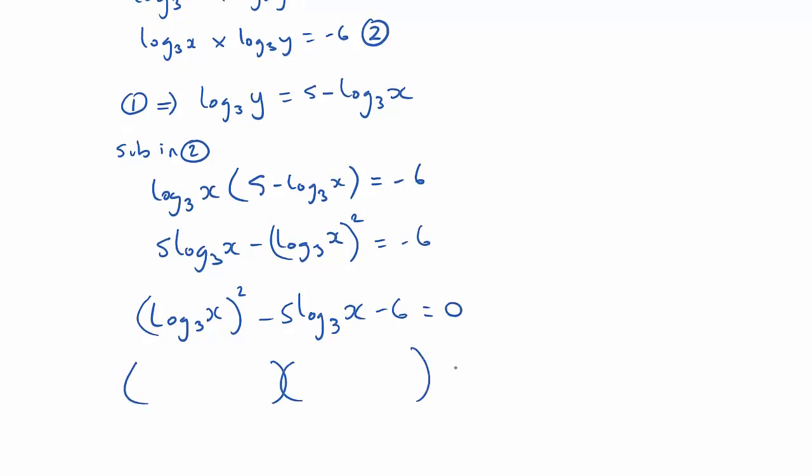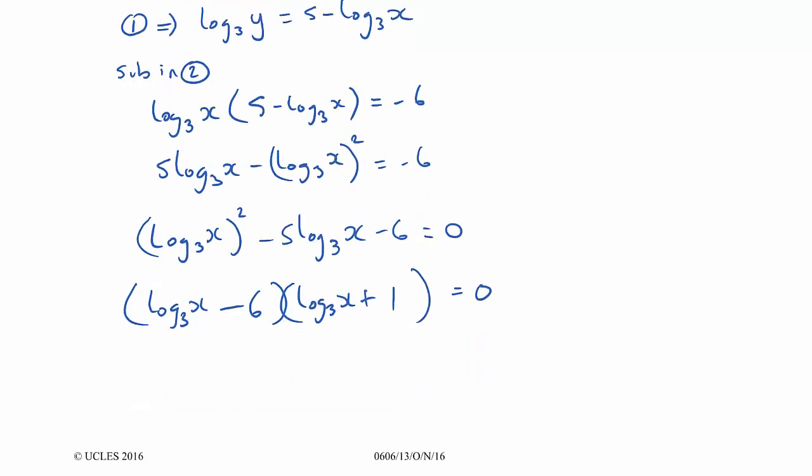And so we have log to the base 3 of x, log to the base 3 of x. 3 and 2 would work nicely here. No, it won't. We need 6 and 1. And we need that one to be minus and that one to be plus.